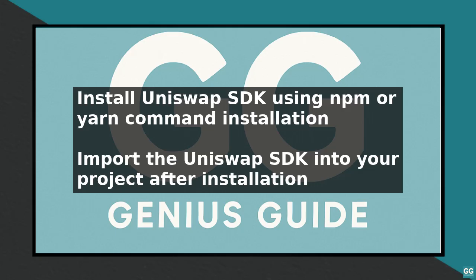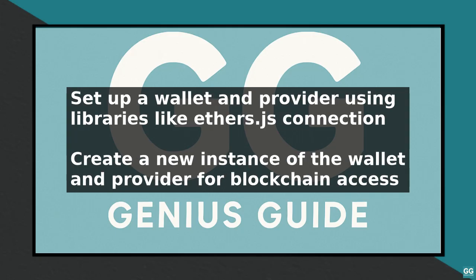After setting up the wallet and provider, you can use the Uniswap SDK to fetch token data. You can use the token class to create a new token object, and then use the token object to fetch the token's price and liquidity data.